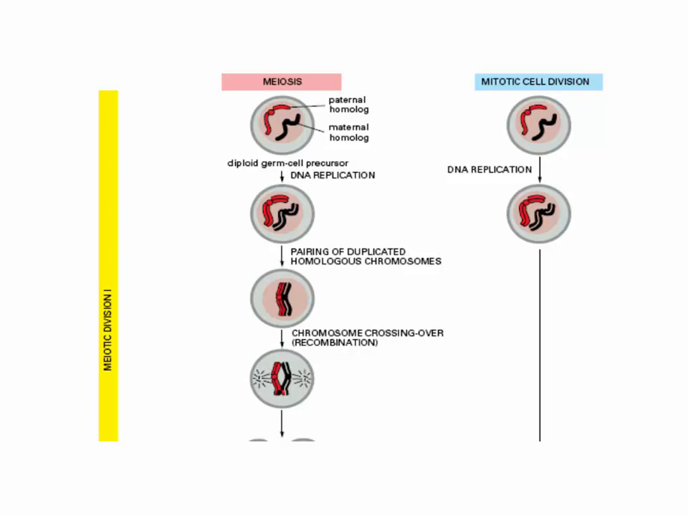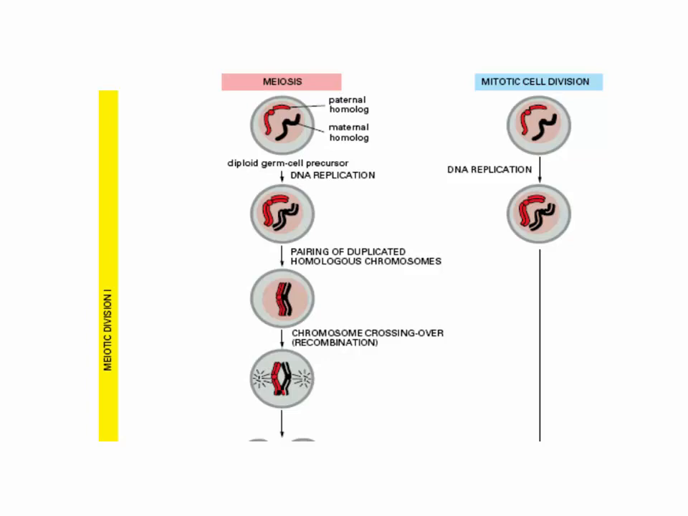You have the maternal homolog and the paternal homolog. You want this cell to divide, so you're going to have to replicate the DNA. Let's say the maternal chromosome homolog is in red and the paternal one is black. Both of them replicate, and then one copy of each maternal chromosome must go to one cell, and one copy of each paternal chromosome must go to one cell.